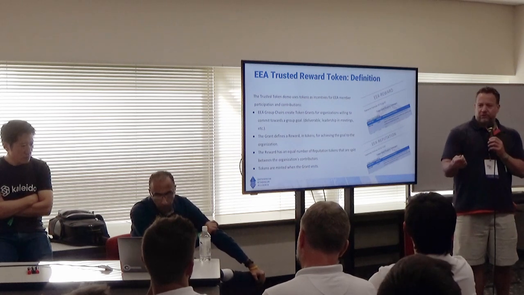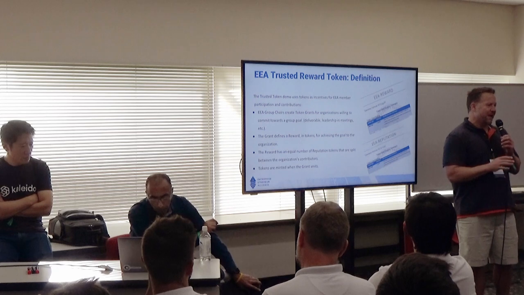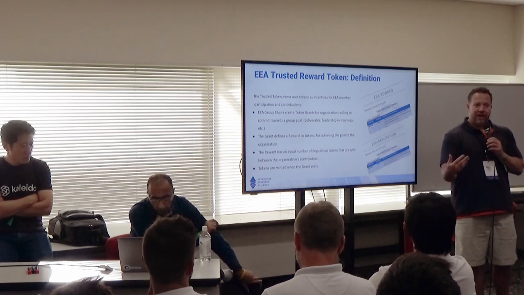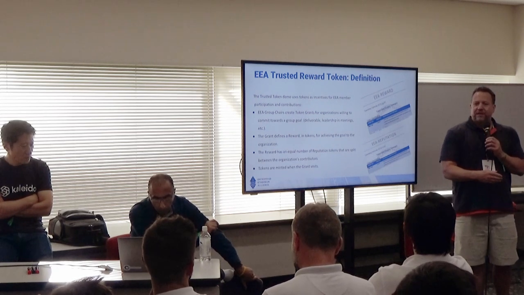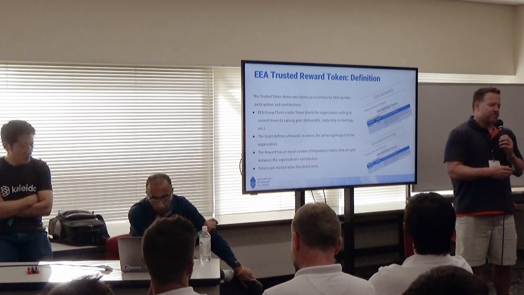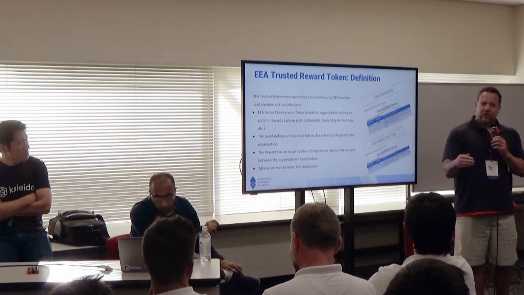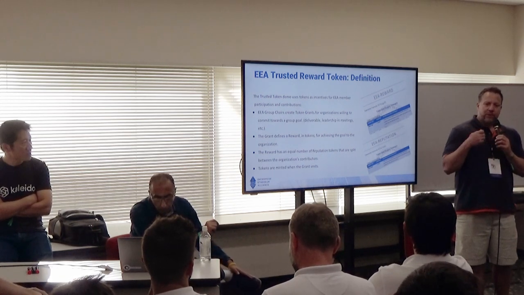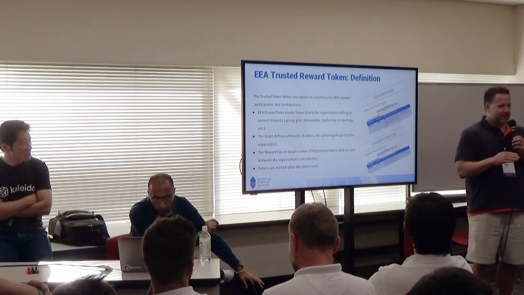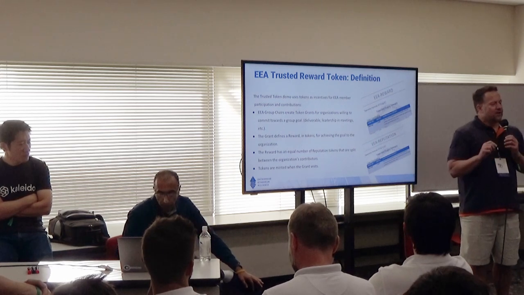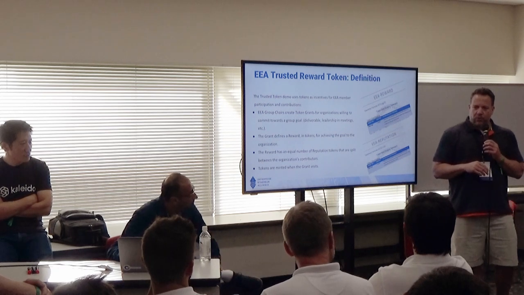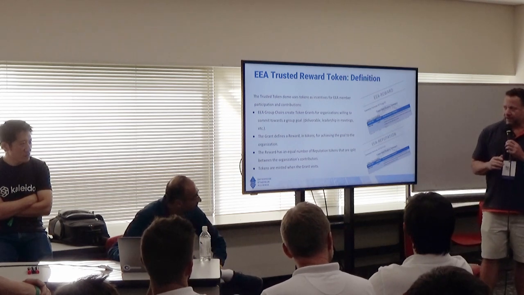There's also a punishment. The punishment may equal the sum or negative value of the total reward, and you can set that in the grant as well. And then there's also something called a reputation token, so we'll talk about that as well. Those are granted one for one with the reward token.